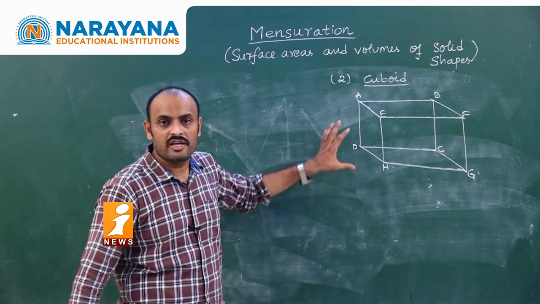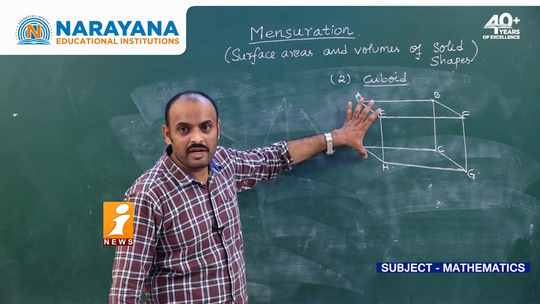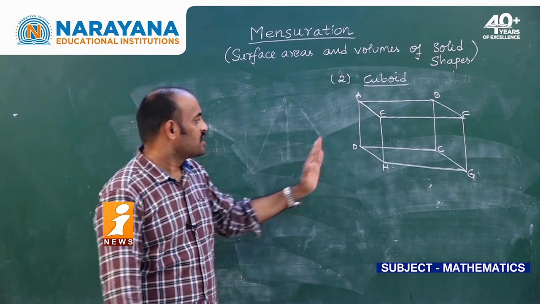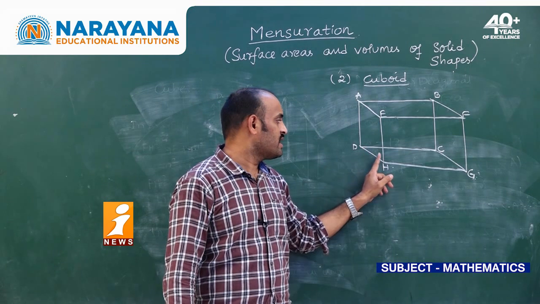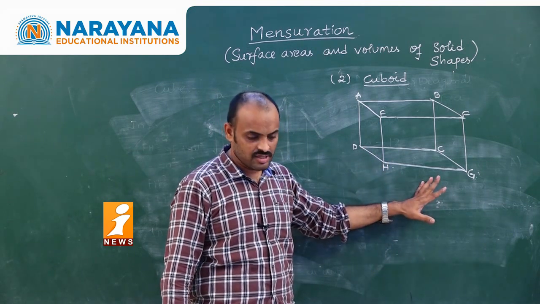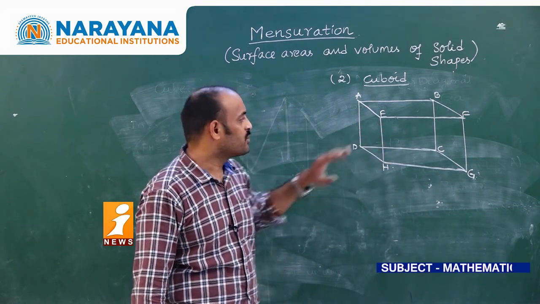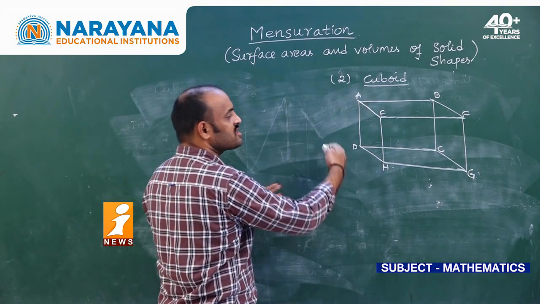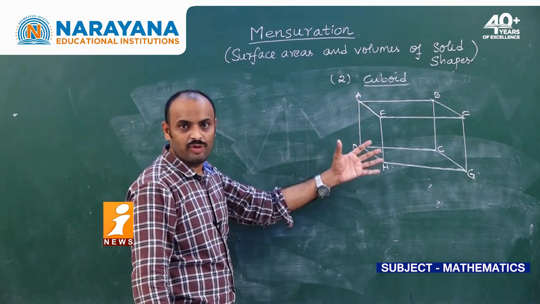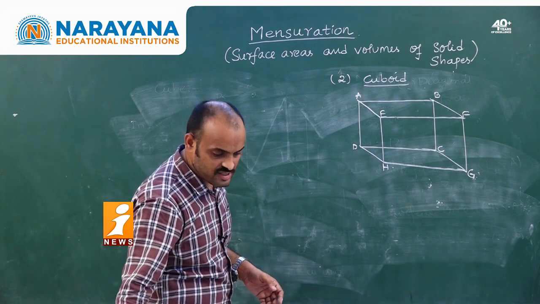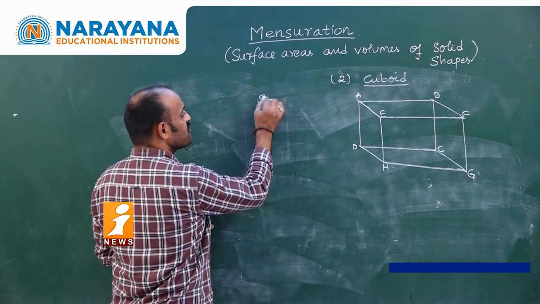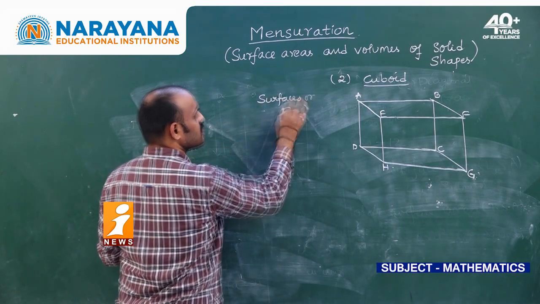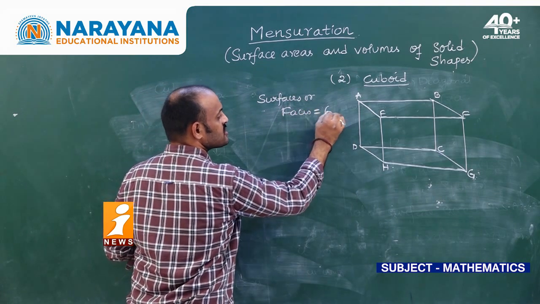So a cuboid is also a rectangular right prism. Right prism means the vertical sides will make 90 degrees with the base. Therefore we call them right prisms. So here how many surfaces are there? Like a cube, here we have 6 surfaces. So the number of surfaces is 6.